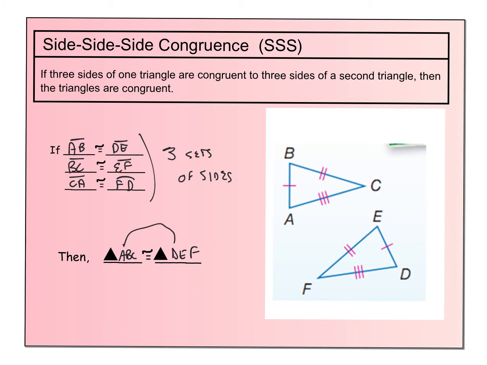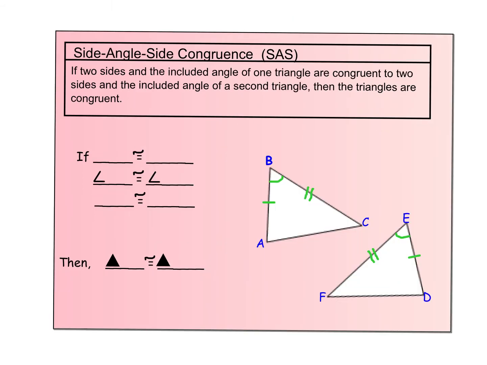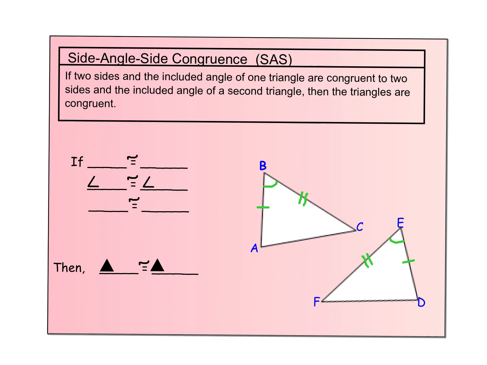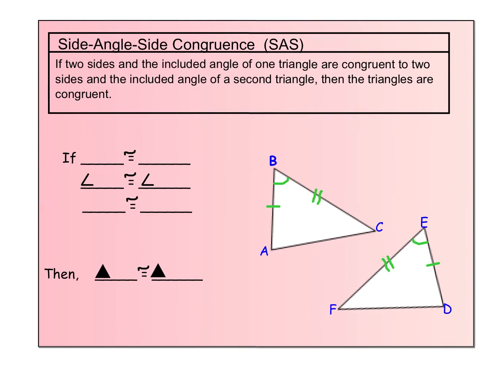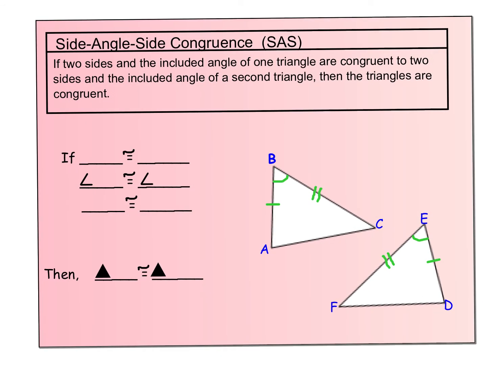Also notice the corresponding points are lined up. That needs to happen, okay? You need to do that. So this is our first way to decide if triangles are congruent, okay? So we've got side-side-side congruence.